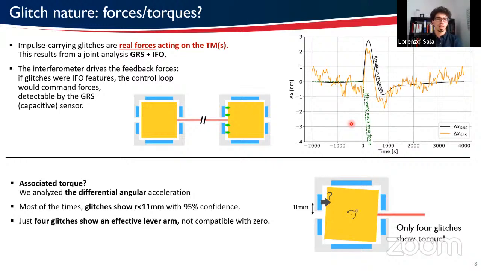So from this, we can say that these glitches were actually real forces acting on the test masses. And given that the glitches are real forces, why don't they have any associated torque? Well, we also analyzed the angular acceleration time series, and we can say that only 4 out of the 400-something glitches had real torque associated to them, let's say a torque that is not compatible with 0. We can use this figure, for example, to say something about the origin as electrostatic forces, because a lever arm of 11 millimeters would be a pretty strong signature of glitches being due to the electrostatic actuation. And so it is important that these glitches have actually no torque, apart from these 4 glitches.